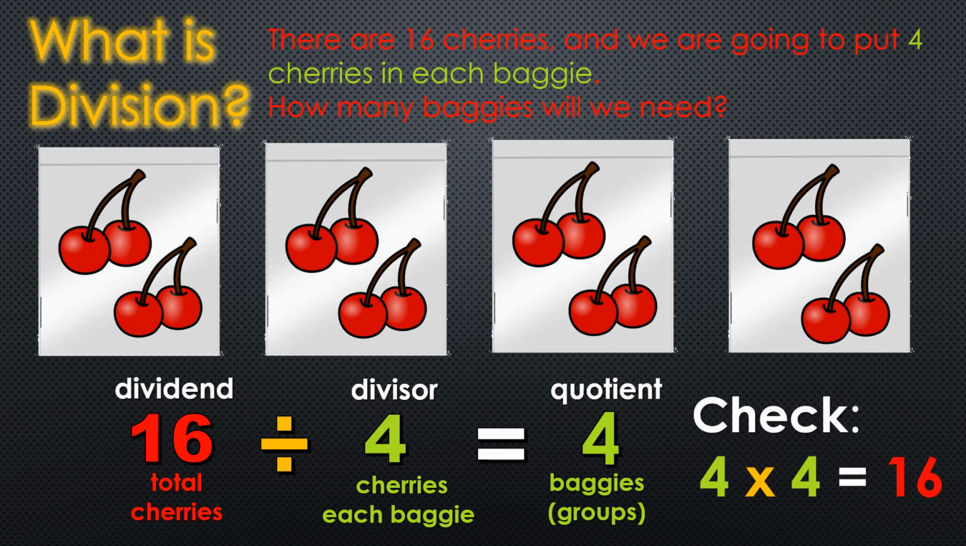Now again, remember, you can check your division by using your understanding of multiplication. So we can see here we have 4 groups. That's the baggies. We have 4 cherries in each group. That's the number of objects in each group. And our total is 16.